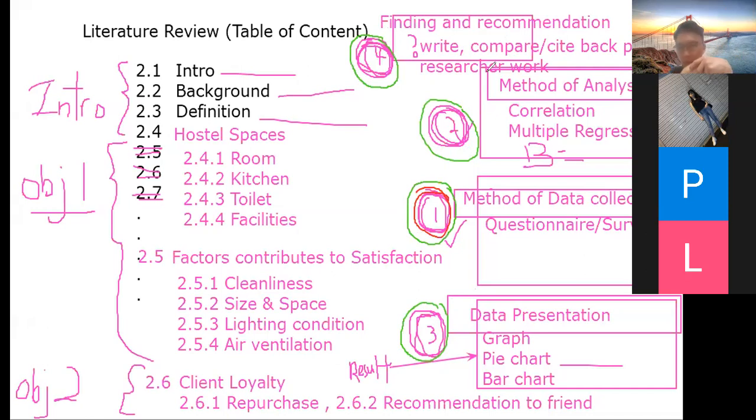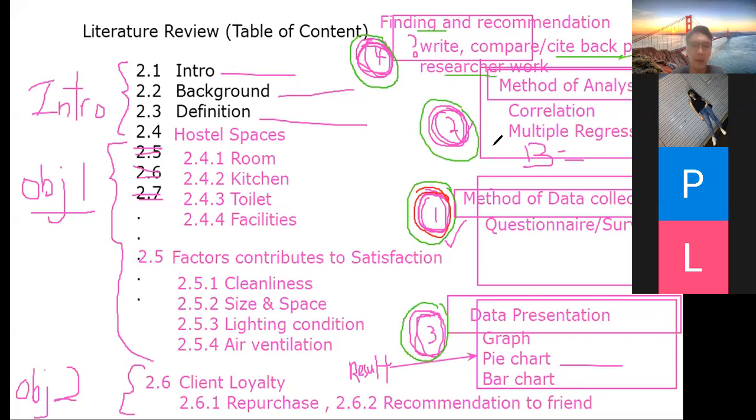Recommendation as what? Good question, easy. When you report this graph, you also need to recommend. This finding shows more male students prefer to stay in the hostel because of facilities. Then you cite back: Ali mentioned in his study that male students prefer sports, like basketball, more than female students. That's why my study also supports this past researcher's statement.